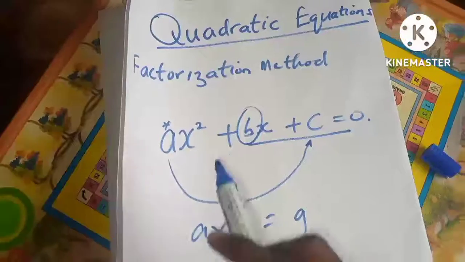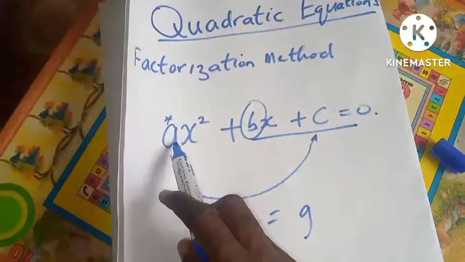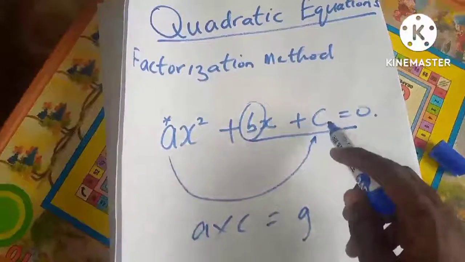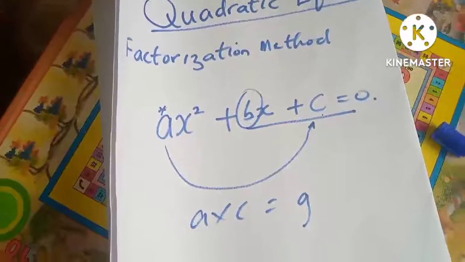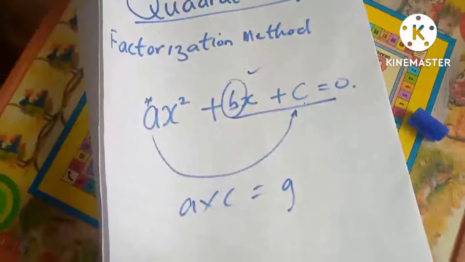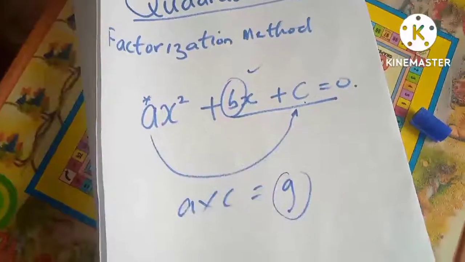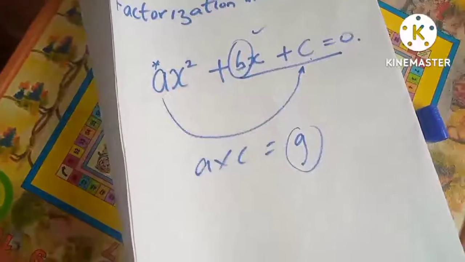Can I repeat myself? When you are given a quadratic equation like this, multiply the coefficient of x squared and this constant c together. Whatever you get, look for two numbers such that their sum will be b and their product will be g. So we are going to test our knowledge with the following example.